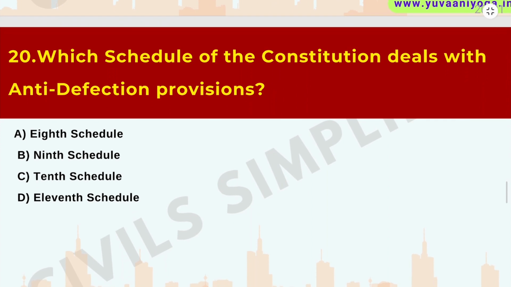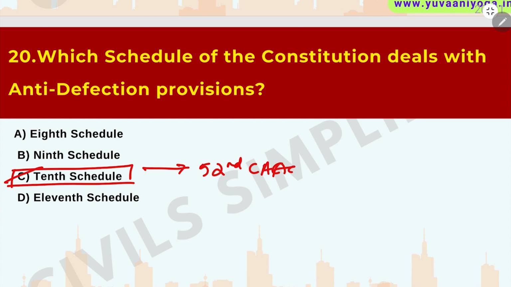Which schedule of the Constitution deals with anti-defection provisions? The right answer is option C, the 10th schedule deals with anti-defection provisions. This was added by the 52nd Constitutional Amendment Act of 1985.